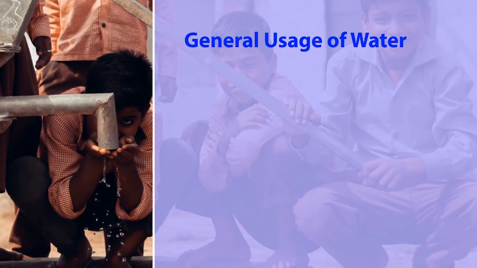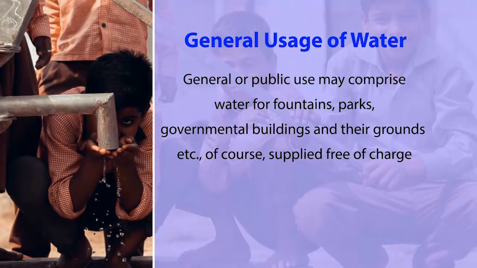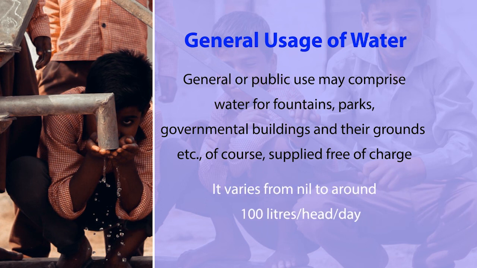General uses of water. General or public use may comprise water for fountains, parks, government buildings and their grounds, etc., of course supplied free of charge. It varies from nil to around 100 liters per head per day. So this is all about the water requirement, Part 1. Thank you.